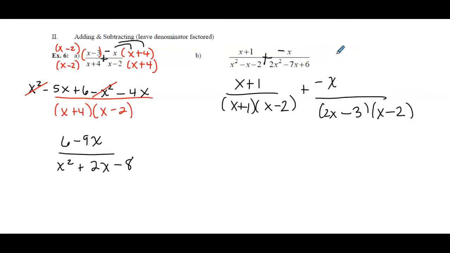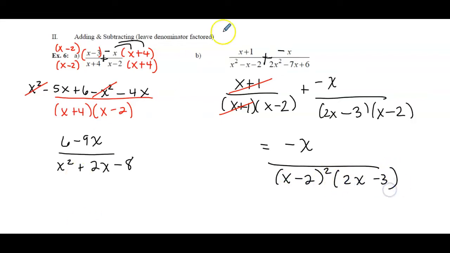So the next thing you're going to want to do is cancel anything that will cancel. So remember, it's top and bottom, so the x plus 1 will cancel with the x plus 1. You cannot cancel the x minus 2's because they're on the same level. So you are pretty much done now. You have this equals a negative x, and on the bottom, you have 2 of those x subtract 2's. So you can write them out twice or just put a square. And then you have a 2x subtract 3. And that's it. For the reflection, you can put anything you want. You may want to write soap and see if you can remember the difference of cubes.